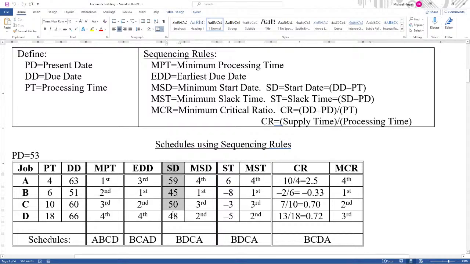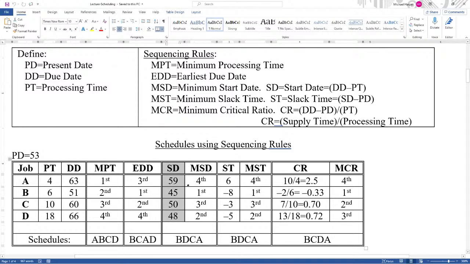Now, the interpretation of the start date simply is, well, if I subtract the processing time from the due date, that date is the processing time before the due date. So if you start right on that date, then you'll be done right on the due date. So the start date is the date on which you start a job to be done right on the due date. So if you start the job before the due date, you'll be early. If you start the job after the due date, you'll be late. If you start the job on the due date, you'll be right on time.